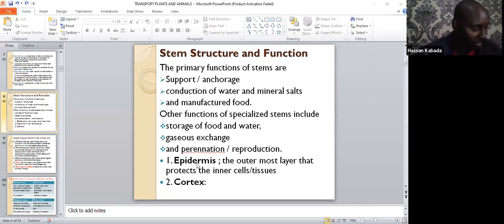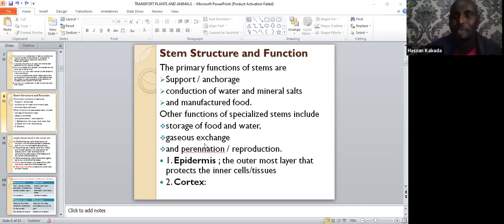We have epidermis, of course, just like the roots and even the leaves. This is the outermost layer that protects the inner cells or inner tissues from mechanical damage, from infections by the microorganisms. So the epidermis protects against mechanical damage or injuries. Before the inner cells are damaged, you have to contend with epidermis.